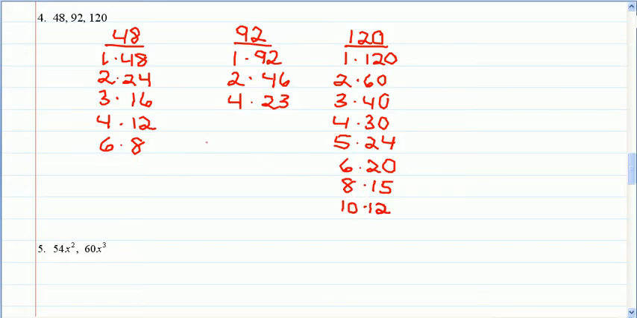And now we look for the largest number that the three lists have in common, and the largest number is only 4. So the greatest common factor is 4.